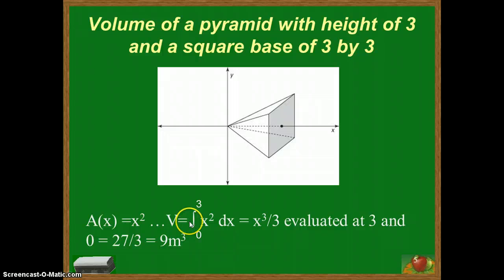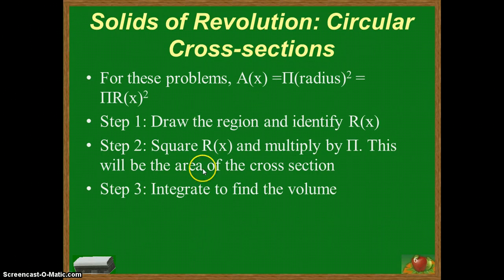To find the volume, I'm going to take the integral of that from 0 to 3. Notice this is not a circle. I'm just summing these squares up, x squared. When I do that, I get x cubed over 3, evaluated from 0 to 3, 27 over 3, or 9 meters cubed. Pretty simple. How about if we want to find a solid of revolution that has a circular cross-section?